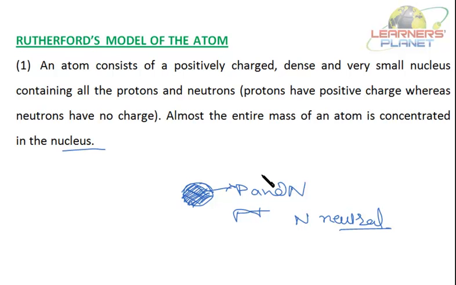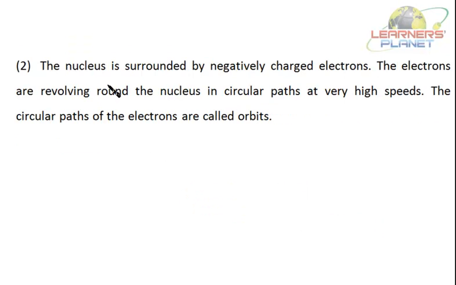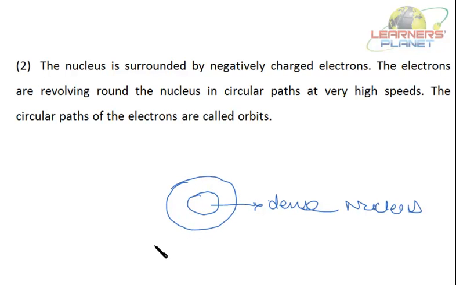His next postulate: the nucleus is surrounded by negatively charged electrons. Say, at the center there is a very dense and heavy nucleus. The entire mass is concentrated over here, and the electrons are around it. Now there are so many electrons. Say, if I take the example of nitrogen, there is a nucleus of nitrogen with 7 neutrons and 7 protons, and there are 7 electrons.